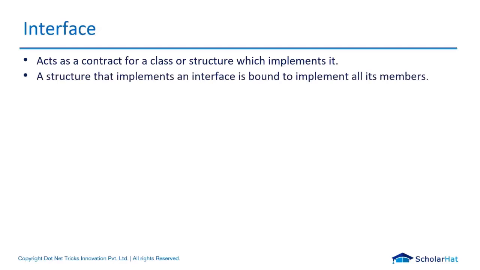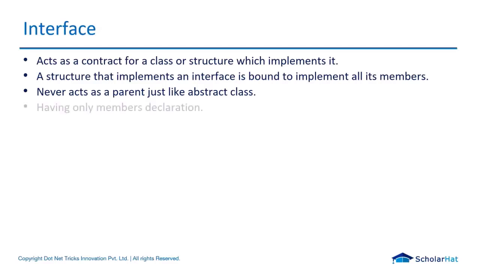A structure that implements an interface is bound to implement all its members. Interfaces are completely pure abstract classes, I can say, because they never act as a parent, just like an abstract class, with non-abstract methods and many other things inside it. It's a pure abstract class, or I can say a pure contract. As a result, classes implementing an interface are forced to give the implementation of all the methods or behaviors. One more important thing: just like abstract classes, an interface also cannot be instantiated on its own.